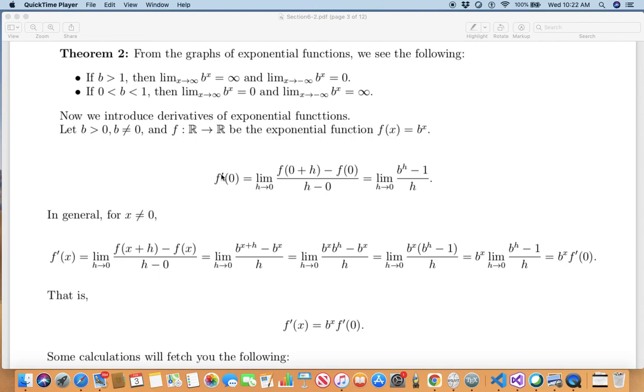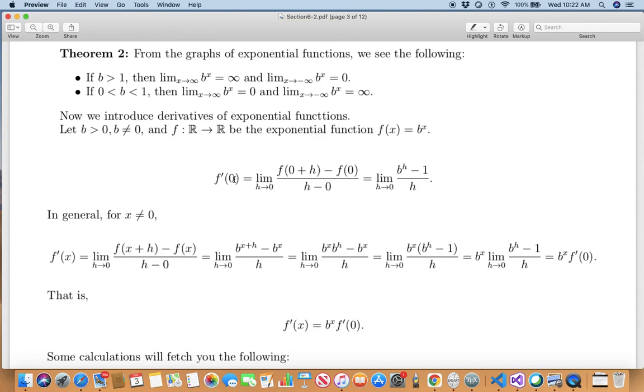Well, what's the derivative first at 0? Okay? By definition, it is limit h approaching 0, f of 0 plus h minus f of 0 over h minus 0. So 0 plus h is simply h. So function is base power x. So limit h approaching 0, b power h minus 1 over h. This is the derivative at 0.